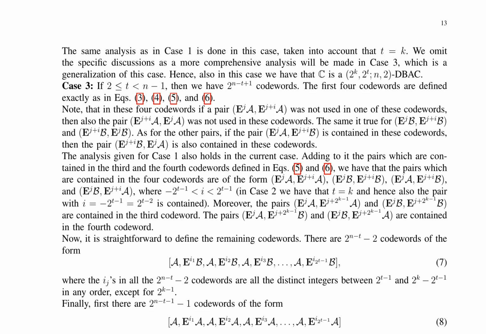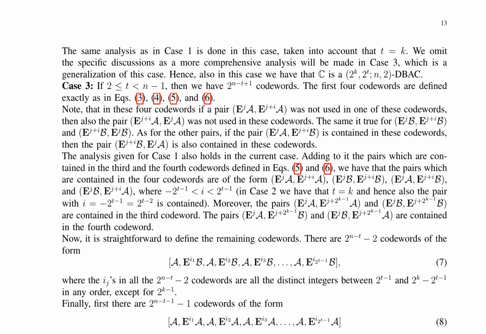This section of the research paper delves into the construction of a 2k, 2t, n, 2 dBAC, a combinatorial structure crucial in coding theory and cryptography. The paper explores 3 distinct cases for the parameters k, n, and t, where k is less than n less than 2k and 2 is less than or equal to t is less than or equal to 2^(n-k) minus 1.